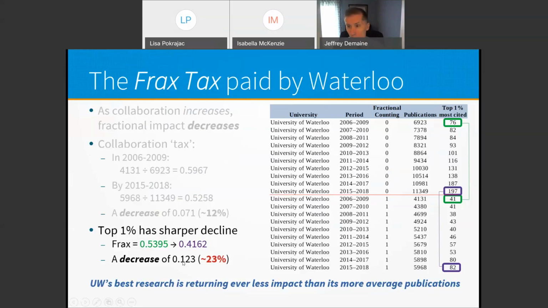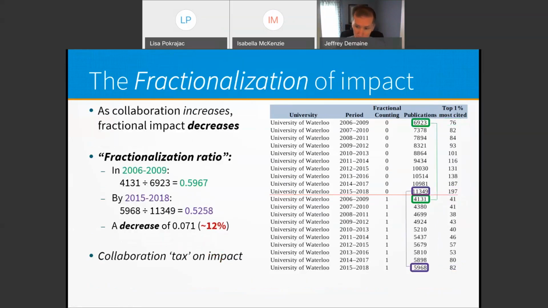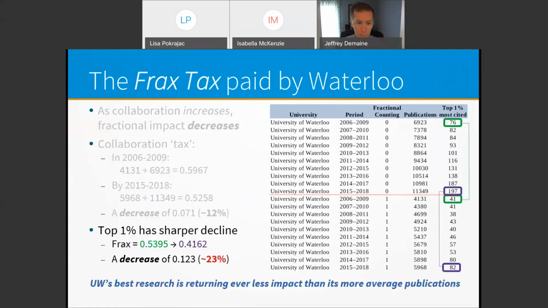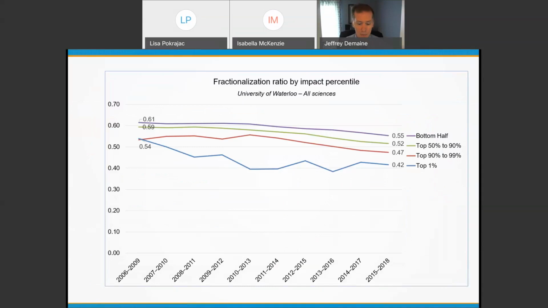I said there were two trends. Do you see another trend in the data here? Anyone? Anyone? There's also fractionalization going on. You can measure it in terms of at different levels of citation impact. So here we have the top 1% most highly cited articles produced by the University of Waterloo. It started out being 76 whole counted articles at the beginning of the decade, and that was up to 197 by the end of the decade.